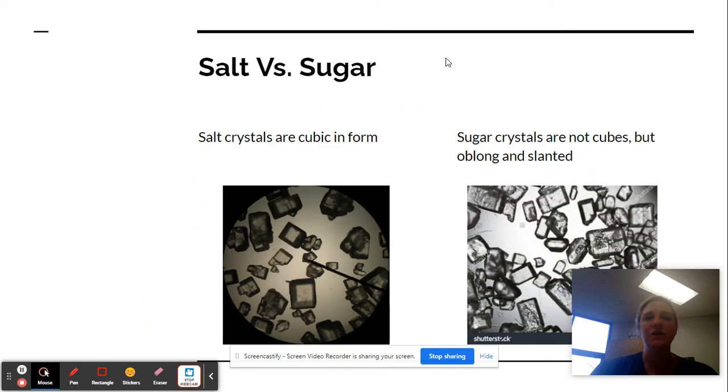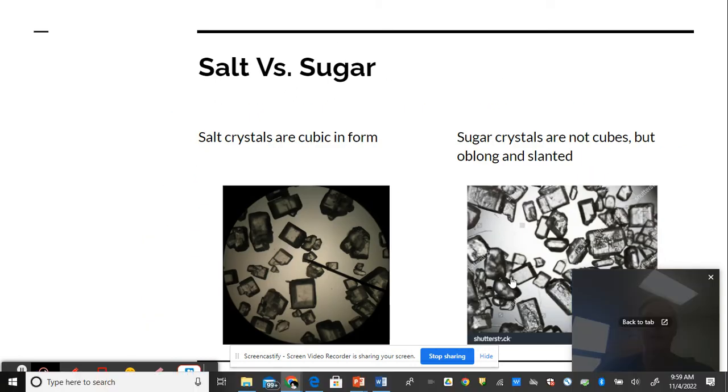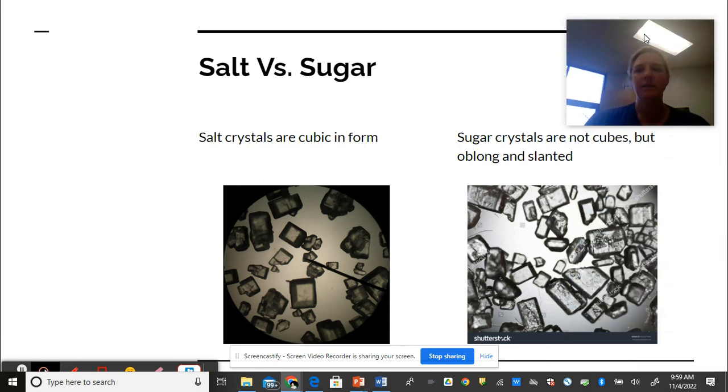Okay, salt versus sugar. This is sort of what it should have looked like under a microscope. You looked at it with just your eyes, then you looked at it under the microscope. And salt crystals, you can see here, are pretty much in cubic form, whereas sugar crystals are not cubes, but oblong and slanted on the end. So that's one of the biggest differences between salt and sugar.